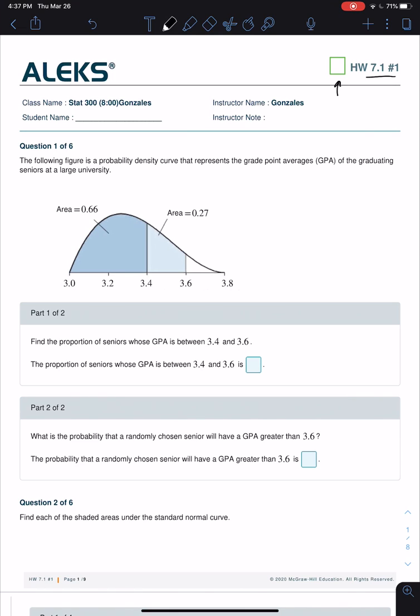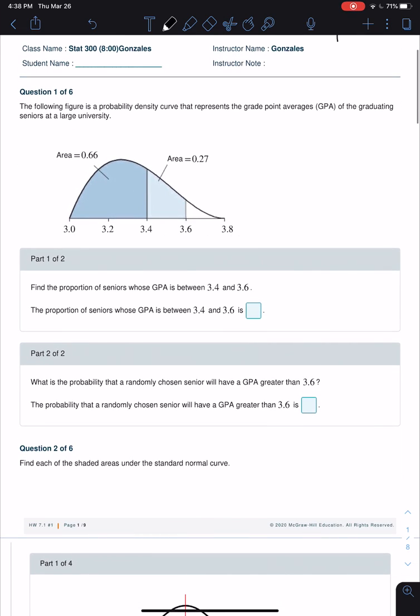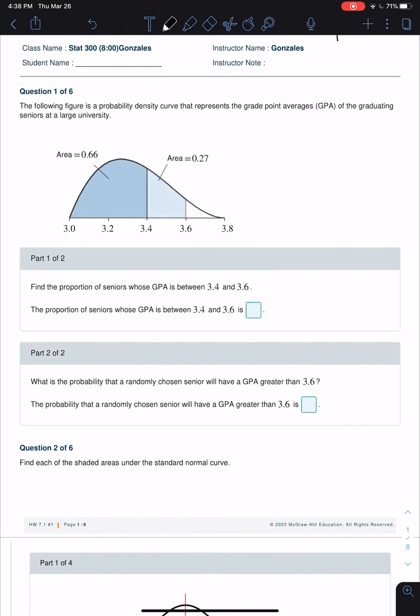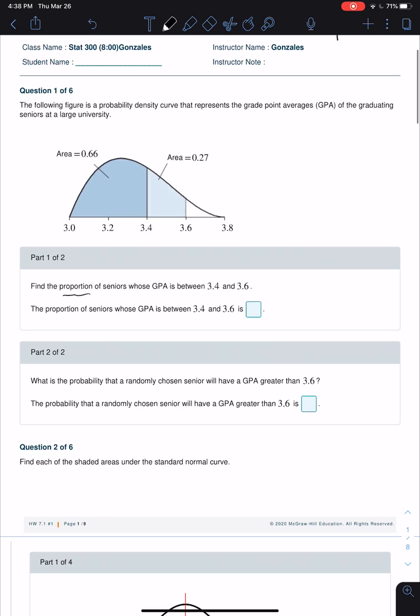So this first question says the following figure is a probability density curve that represents the grade point average, GPA, of the graduating seniors at a large university. Our first question: find the proportion of seniors whose GPA is between 3.4 and 3.6. Well, between 3.4 and 3.6 is right there, and this goes back to the idea in 7.1 with the density curve.